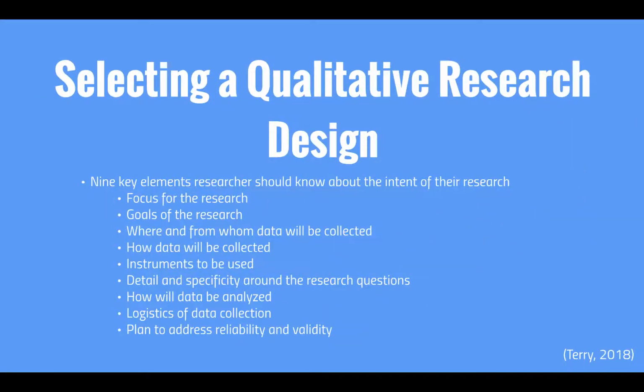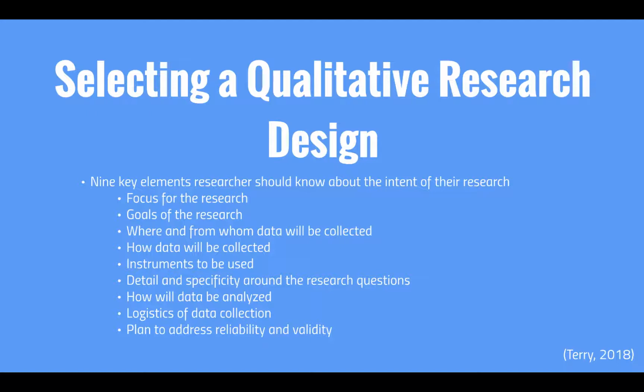When trying to decide on a qualitative research design, there are 9 key elements the researcher should know about the intent of their research. 1. They need to decide on a focus of the study. 2. Determine whether the overall goals of the research fit within the parameters of the qualitative research. 3. Decide where and from whom data will be collected. 4. Decide how the data will be collected.